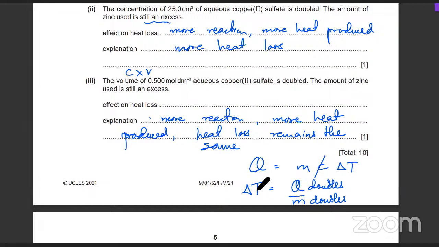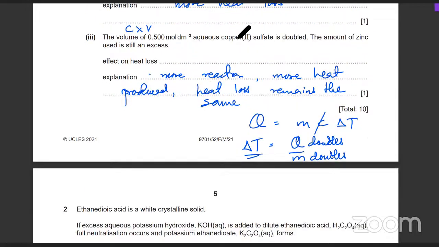And the heat loss is based on the temperature gradient, so that remains exactly the same as well. So in this case, is this part clear, Javier?